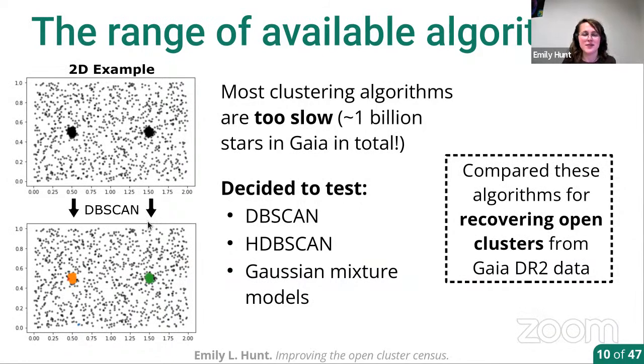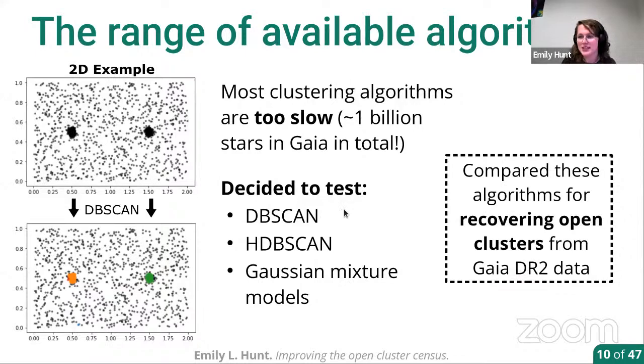So there's at least a few dozen clustering algorithms out there, but the main problem with applying them on Gaia is that they are mostly just too slow, because there are far too many stars in Gaia for most algorithms. So the point of the study, we wanted to try and compare different algorithms. So we settled in the end on just working with the 3 fastest algorithms and the most applicable ones for working with this much data.